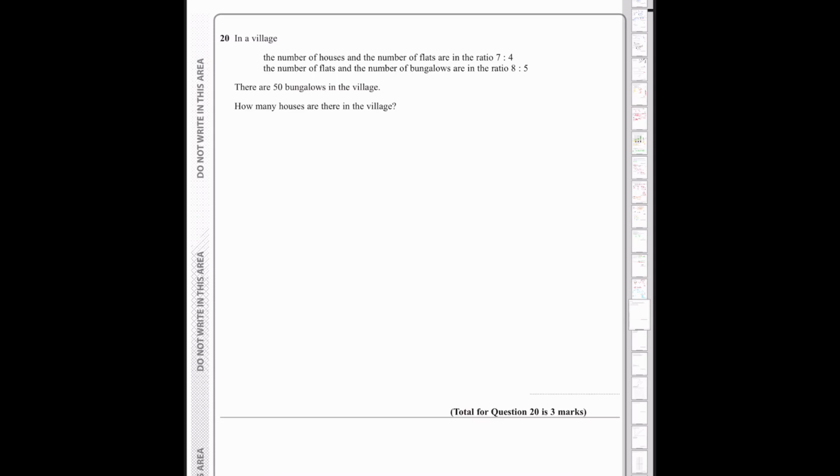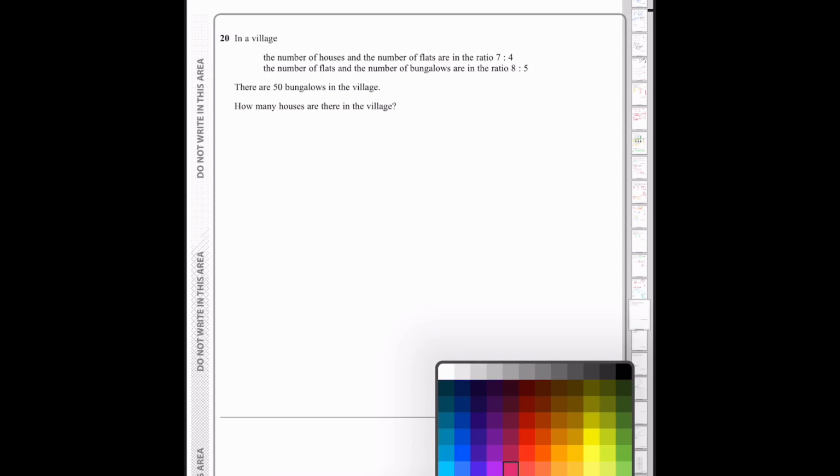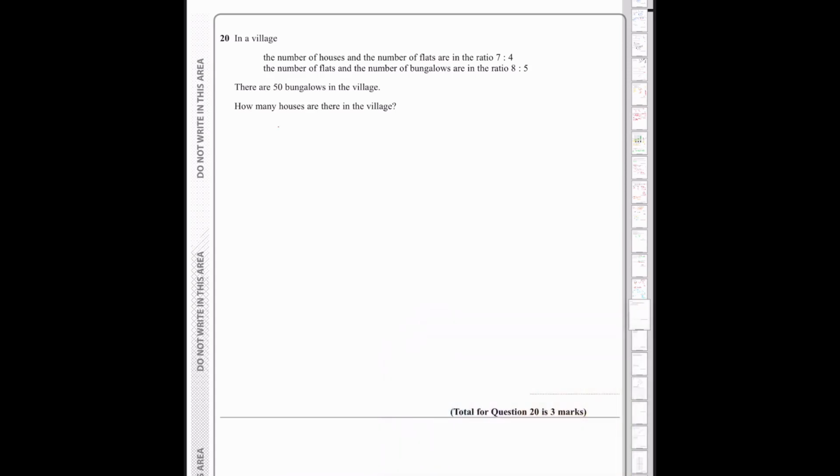All right, so in a village, the number of houses and the number of flats are in the ratio of 7 to 4. The number of flats and the number of bungalows are in the ratio of 8 to 5. There are 50 bungalows in the village. How many houses are there in the village? Okay, so what this tells us is that you've got the number of houses to the number of flats is 7 to 4. But then on this second sentence, it says the number of flats to the number of bungalows is 8 to 5.